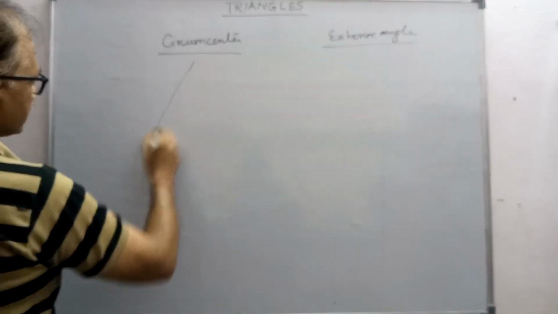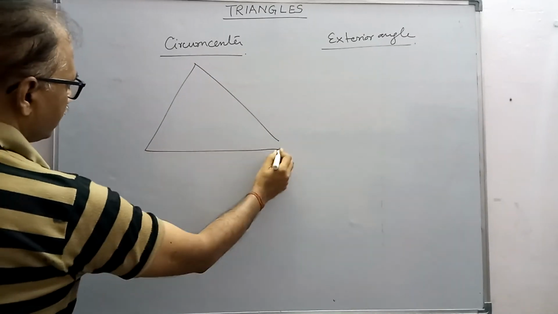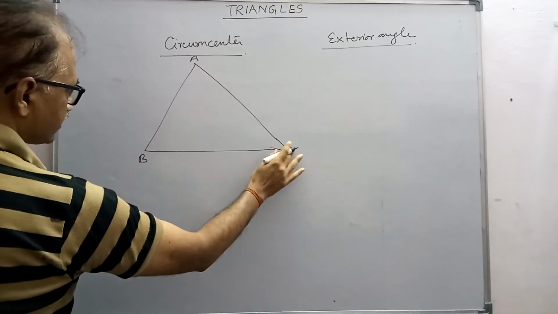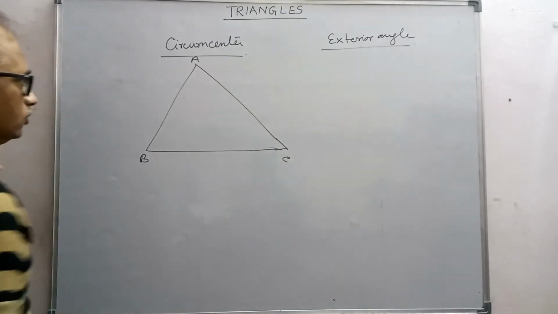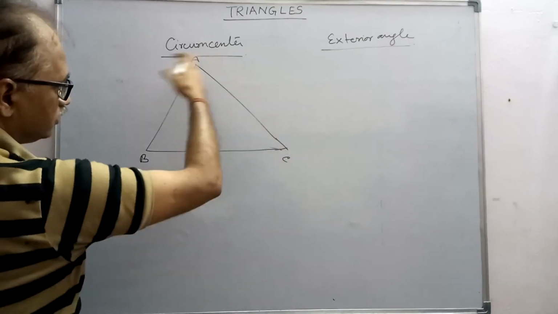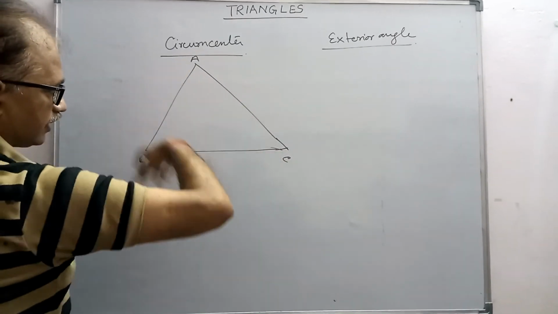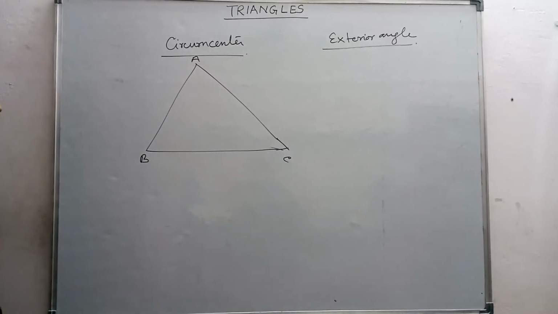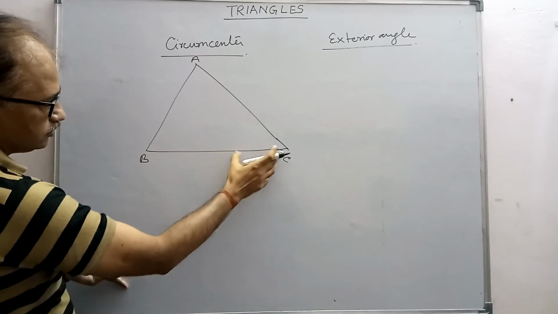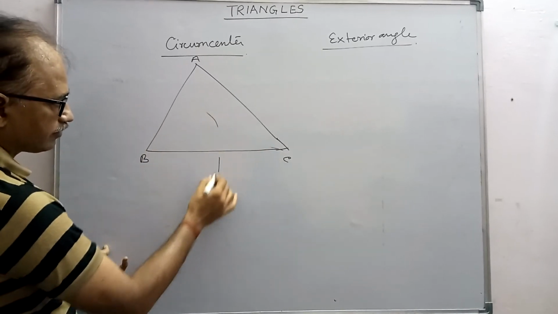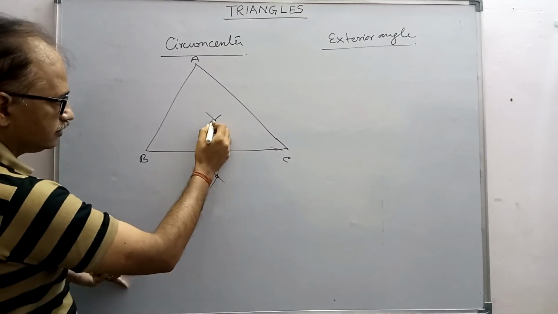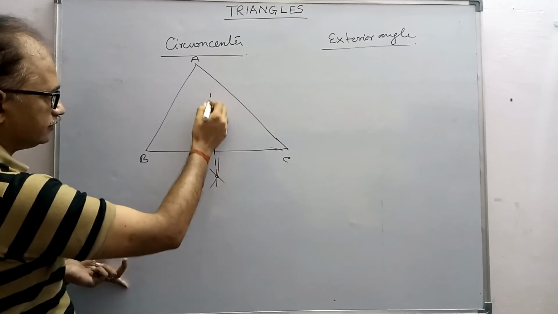Circumcenter. Suppose there is a triangle ABC. Then the circumcircle is that circle which passes through the vertices A, B and C. To draw this, you have to draw the perpendicular bisectors of any two sides. Perpendicular bisector means you take BC, take more than half of it, one arc above, one arc below. From C, cut that arc. You will get these two points, join them and extend.